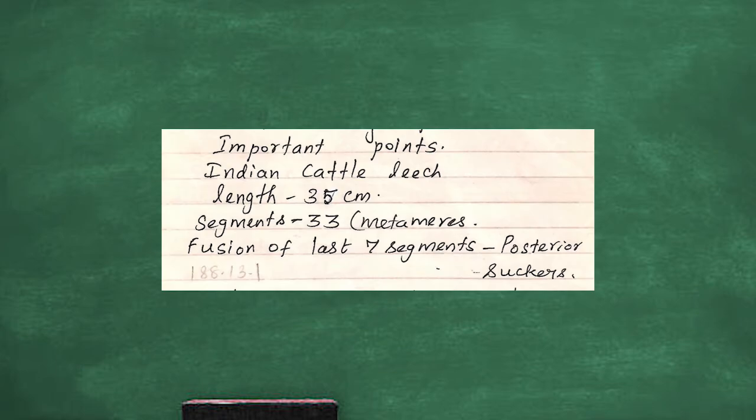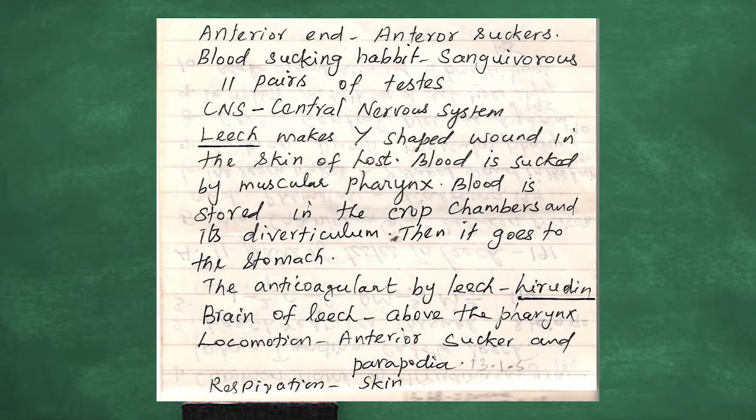Next let us see the important points in Indian cattle leech. Length 35 cm, segments are 33. The segments are otherwise called metameres. Fusion of last 7 segments is known as posterior sucker. The sucker present in anterior end is known as anterior sucker. Then 11 pairs of testes are present. Then what is the full form of CNS? It is central nervous system.